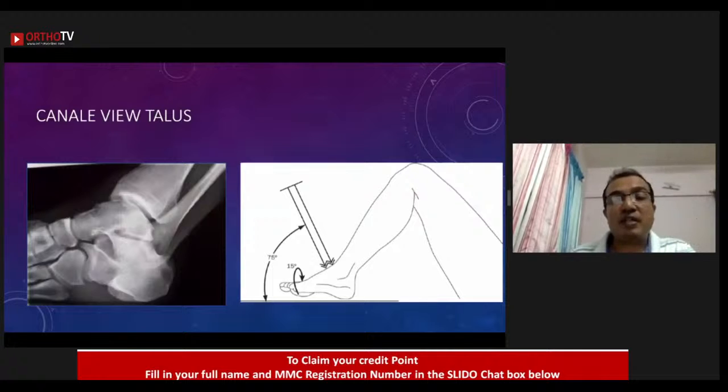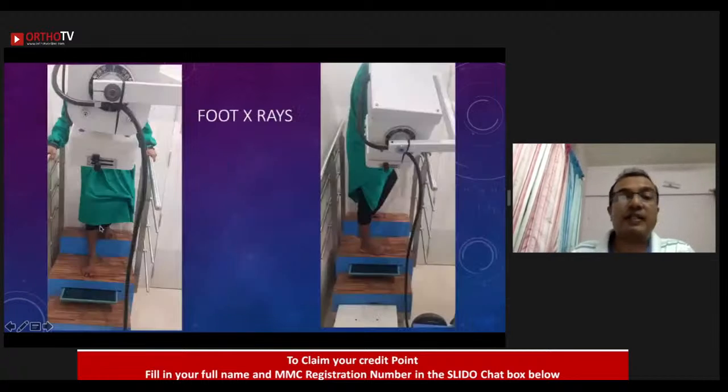Canale view is important. How do we take it? Flex the knee, then pronate the foot at least 15 degree, and your X-ray source has the angle of 75 degree, and you can see complete neck. This is for evaluation of the talus neck.